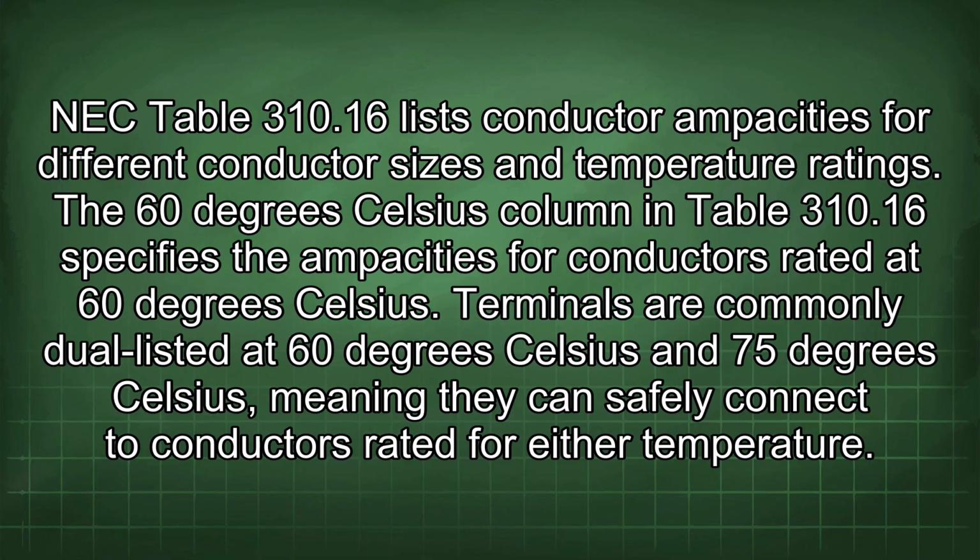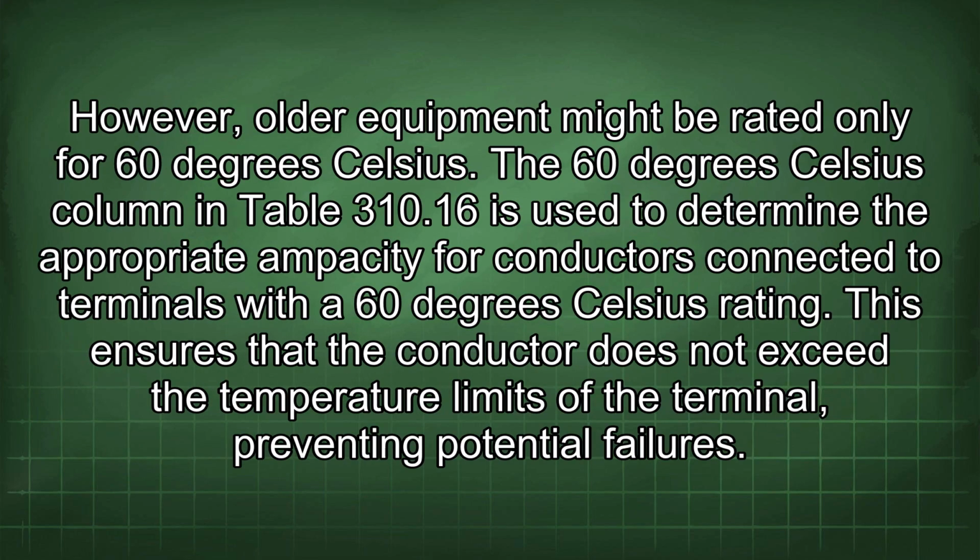Terminals are commonly dual listed at 60 degrees Celsius and 75 degrees Celsius, meaning they can safely connect conductors rated for either temperature. However, older equipment might be rated only for 60 degrees Celsius. The 60 degrees Celsius column in Table 310.16 is used to determine the appropriate ampacity for conductors connected to terminals with a 60 degrees Celsius rating. This ensures that the conductor does not exceed the temperature limits of the terminal, preventing potential failures.